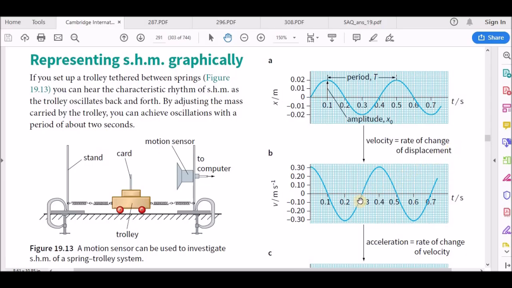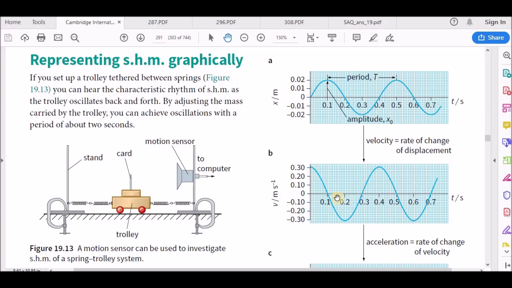Over here also we can see from here to here the velocity goes from 0, becomes more and more positive, and reaches the maximum value of velocity. At this position the velocity is 0, and at this position the velocity is 0.